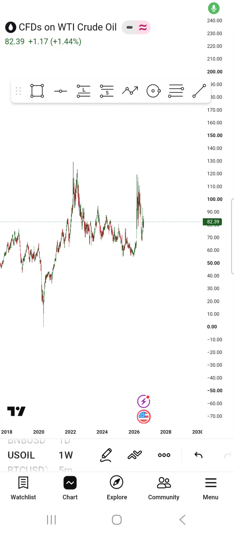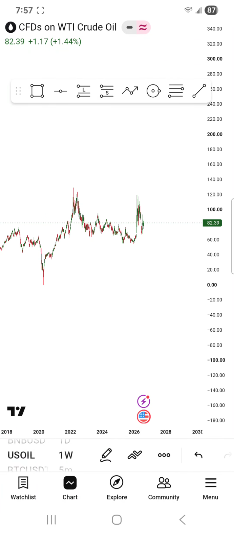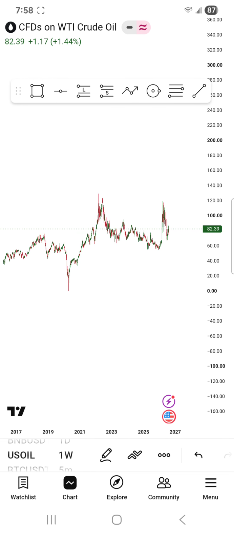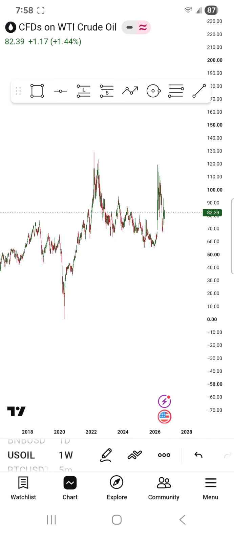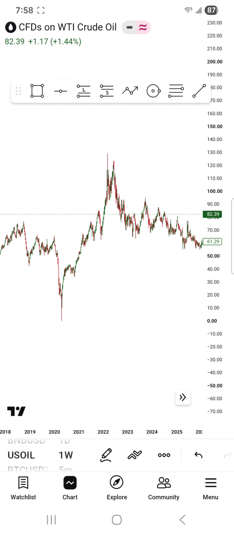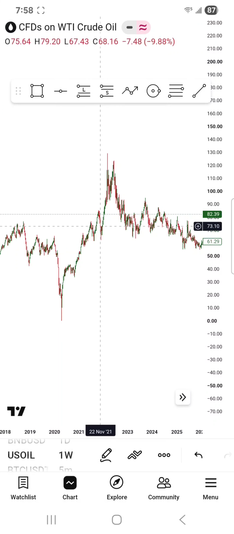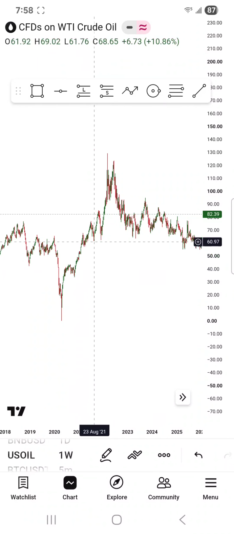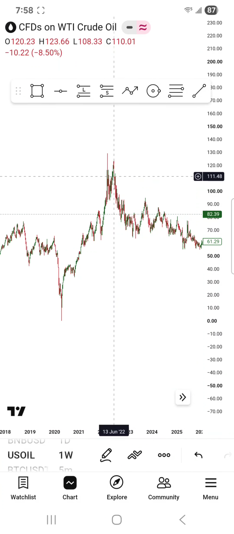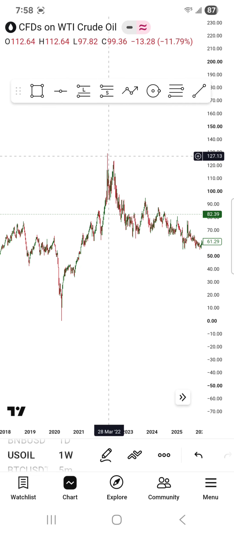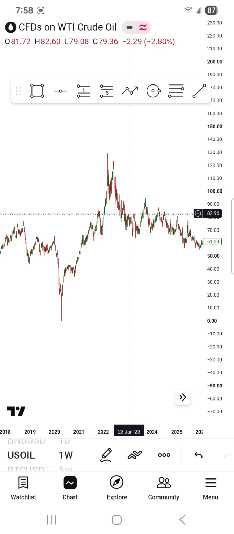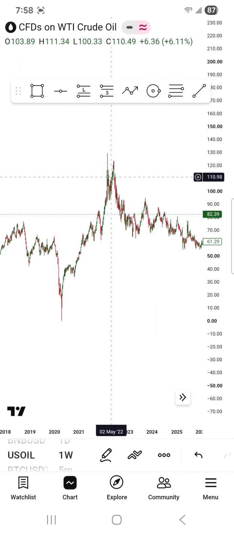Oil on the weekly time frame. I am looking at the chart and I noticed something. I saw that on the weekly time frame we are bullish at this level, at this area of price. We are bullish.